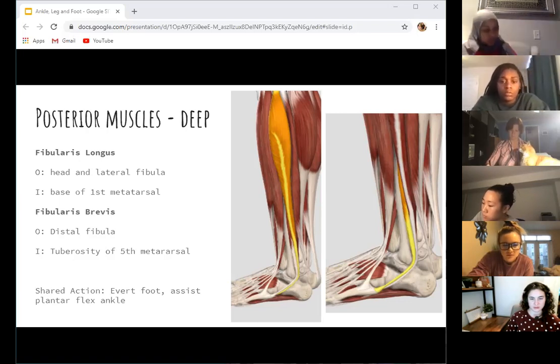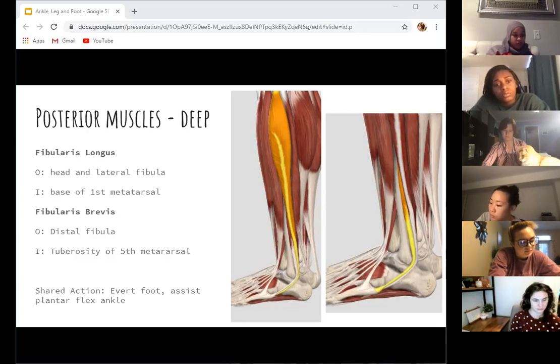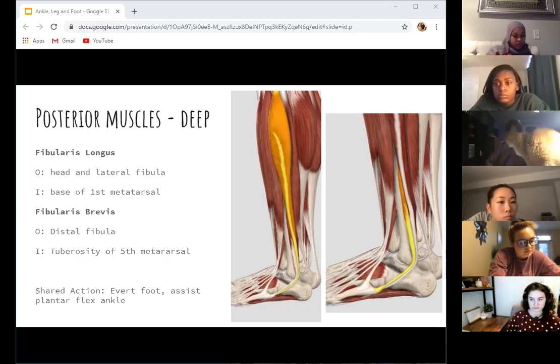The longus is going to originate on the head and lateral aspect of the fibula, and it will insert on the base of the first metatarsal. And brevis is going to originate on the distal fibula, and it's going to insert on the tuberosity of the fifth metatarsal. So these have a shared action for eversion of the foot and assisting with plantar flexion of the ankle.